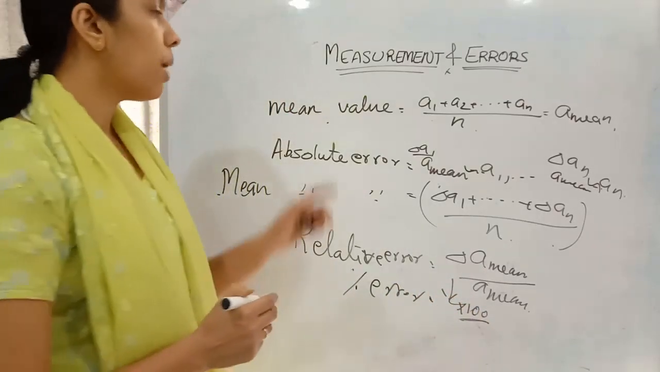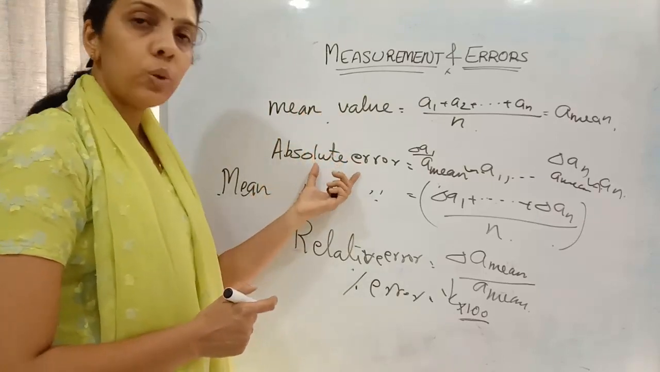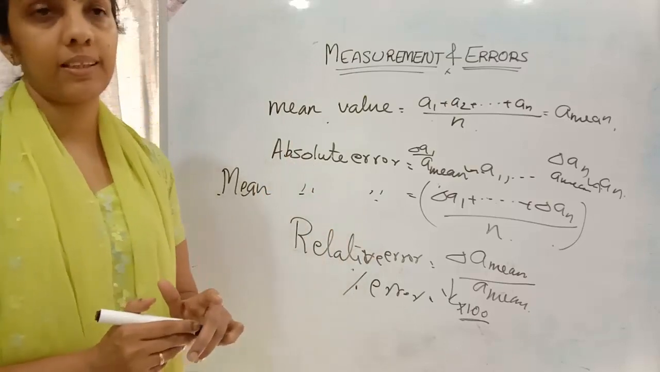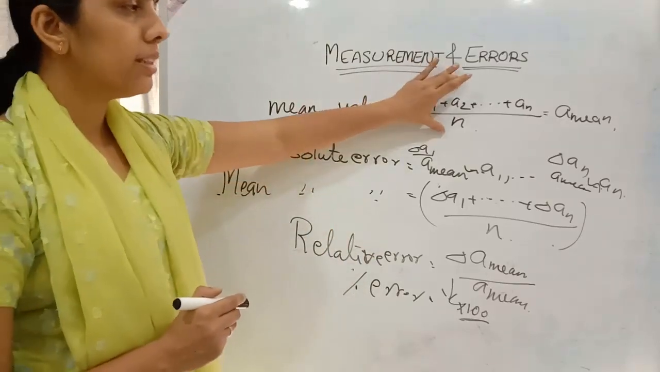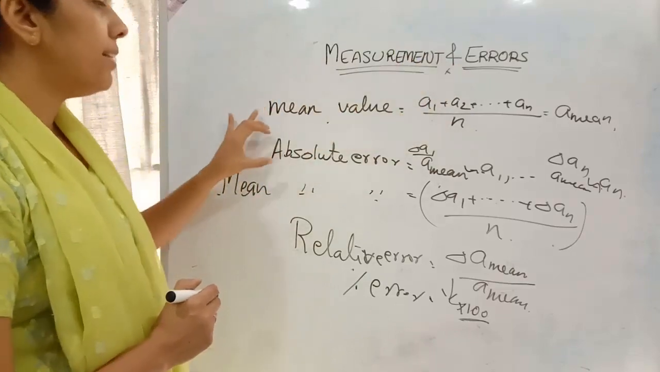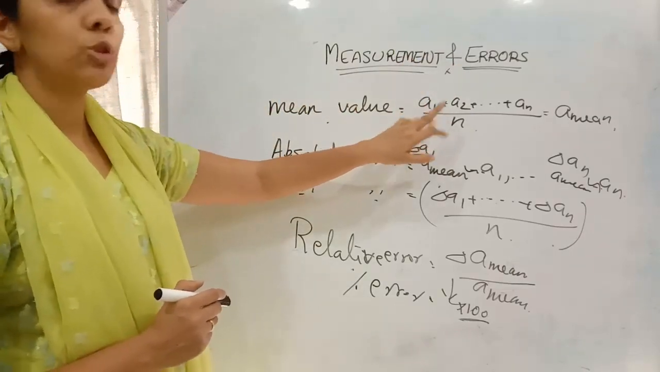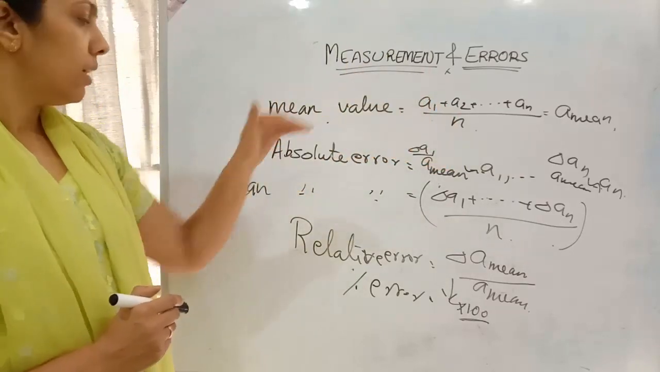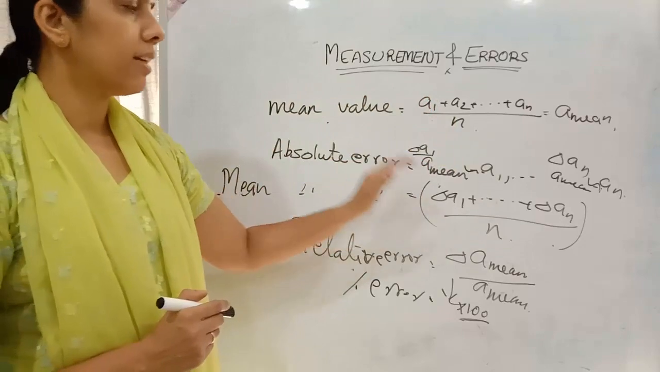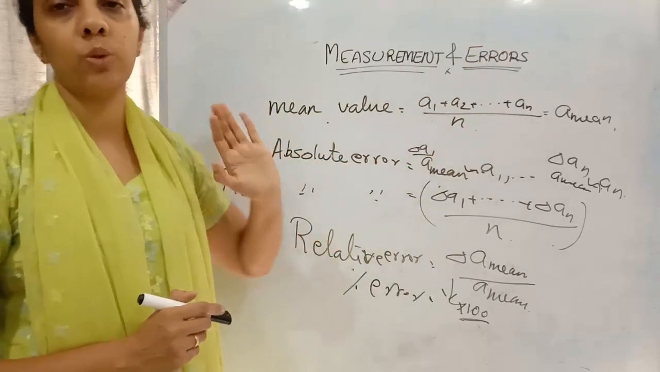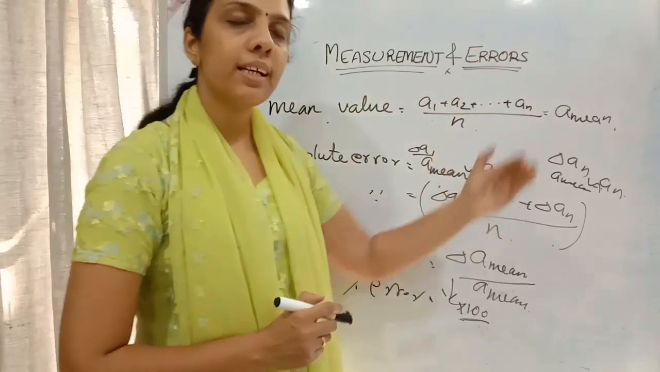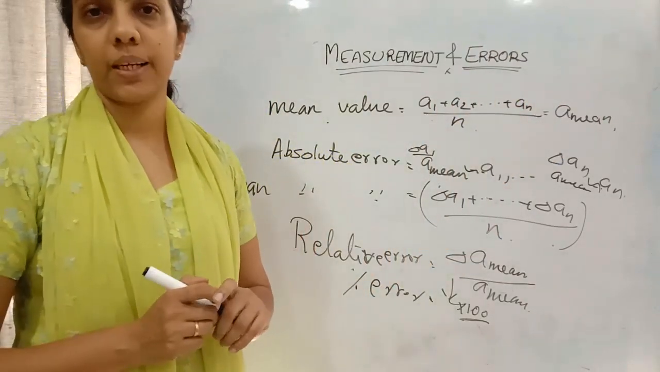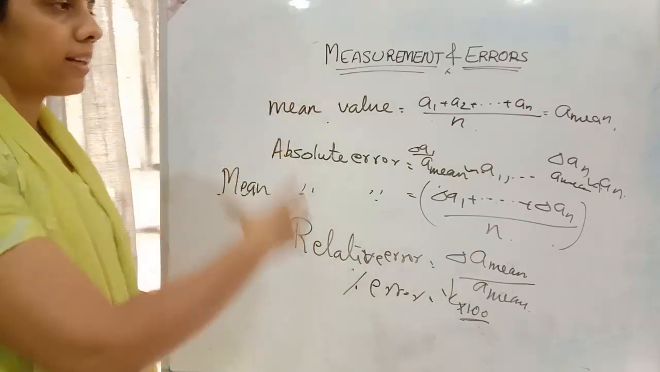Clear, children, about the mean value, absolute error, mean absolute error, relative error and percentage error. Here the mean value of all the data which we found out, and absolute error is the difference between the mean value and each measured value. Next is mean absolute error: take the mean of all the absolute errors. Then relative error is the ratio delta A mean divided by A mean. Now these are the different errors we calculated.